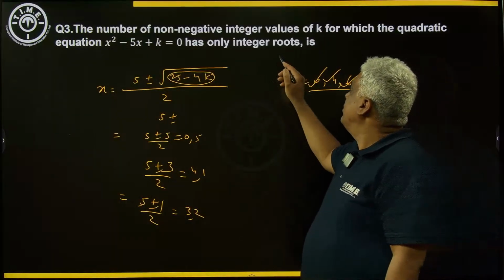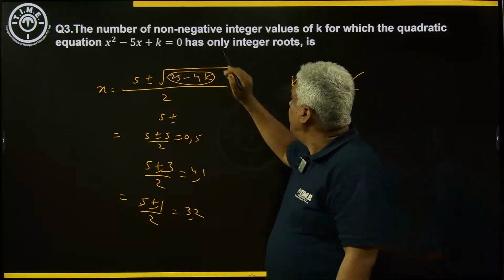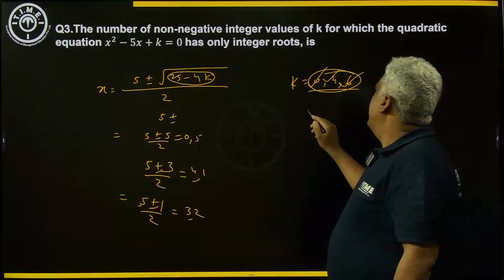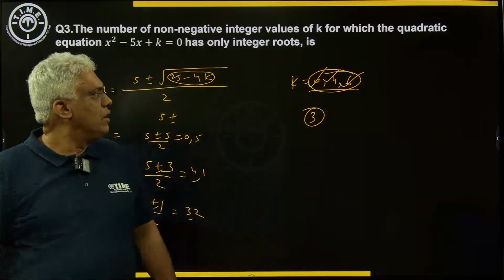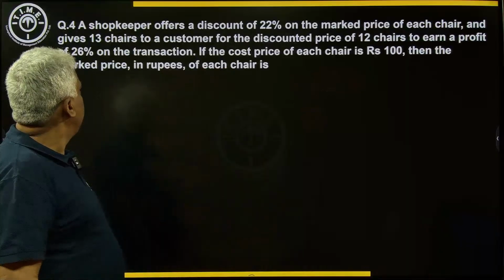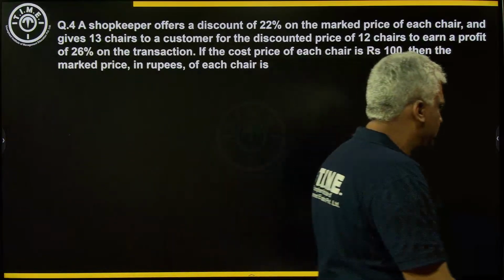So the answer for this is, how many values did we get? k is non-negative, so we got 3 values, right? So 3 is the answer for this question, right? I hope this is clear. Let's see the next question. Take 1-2 minutes.